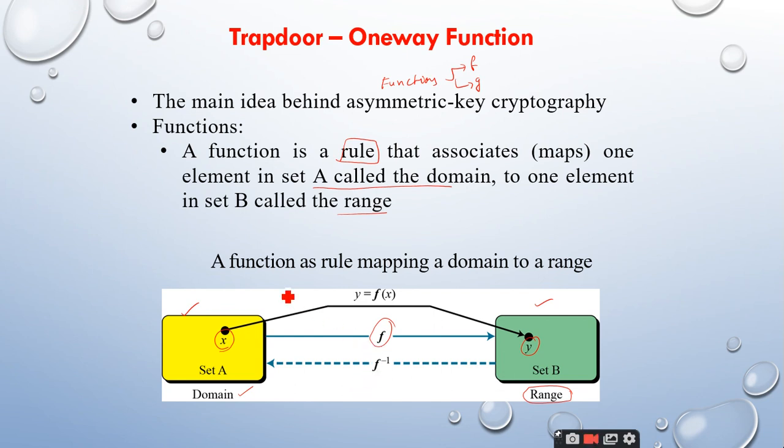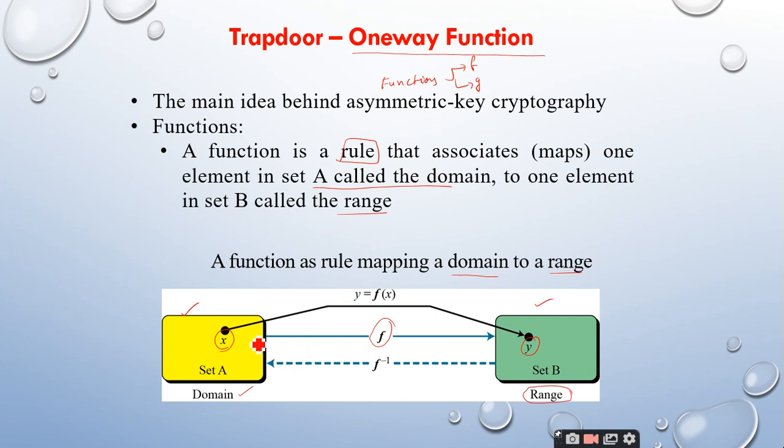In simple terms, we can say that a function is a rule, a mapping rule from domain to a range. Simple. So once we know about this function, we should know what a one-way function is. Do you have any idea on this one-way function? One way, the name itself is saying that there is only one way.